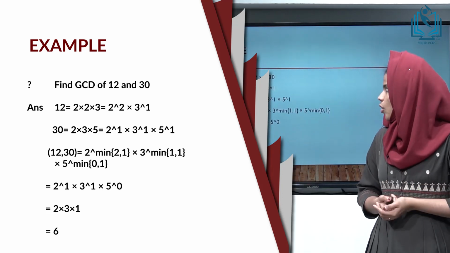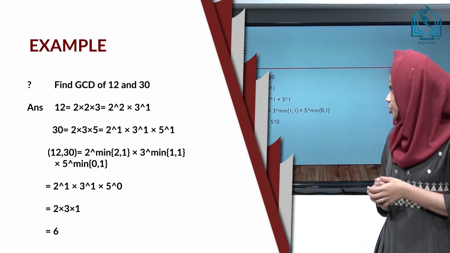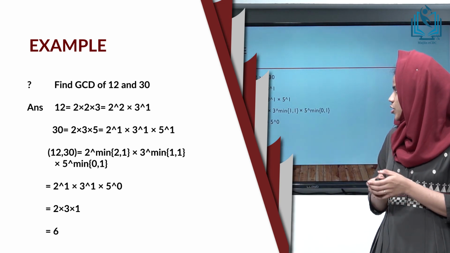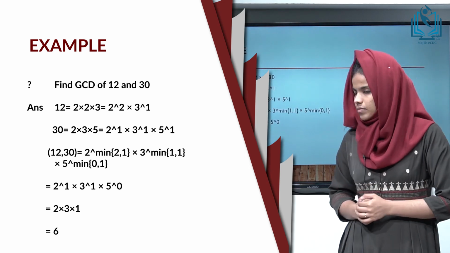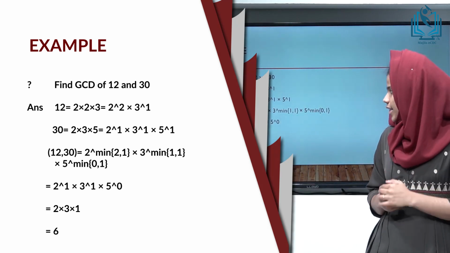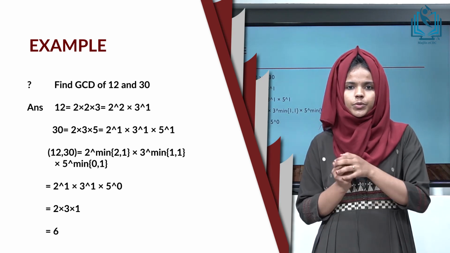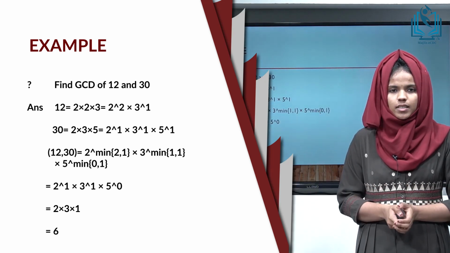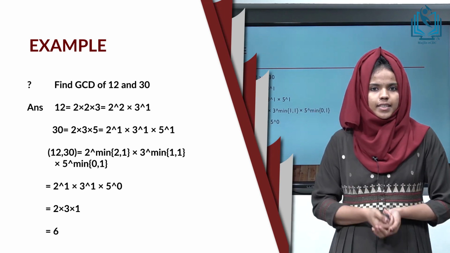Then GCD of 12 and 30 is equal to 2 raised to minimum of 2 and 1 into 3 raised to minimum of 1 and 1 into 5 raised to minimum of 0 and 1, which is equal to 2 raised to 1 into 3 raised to 1 into 5 raised to 0, which is equal to 2 into 3 is equal to 6. So, GCD of 12 and 30 is equal to 6.